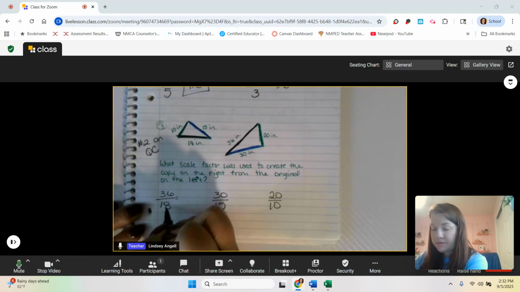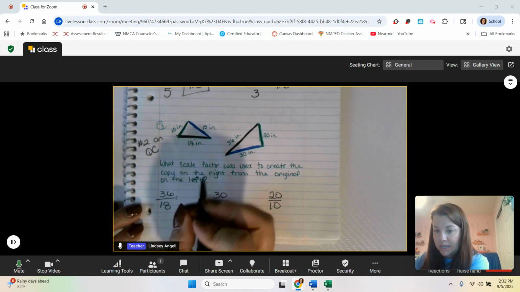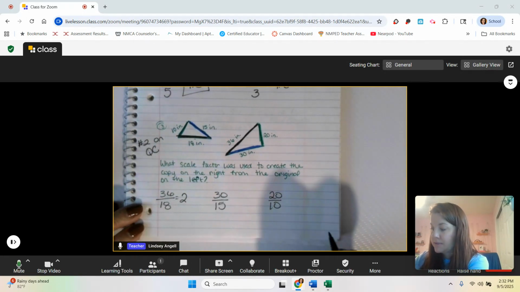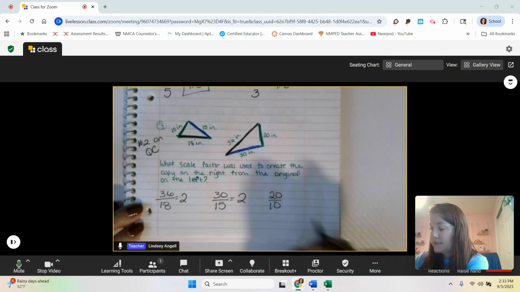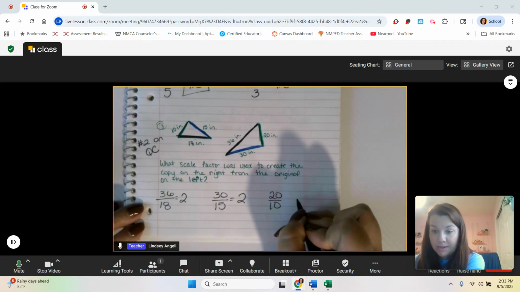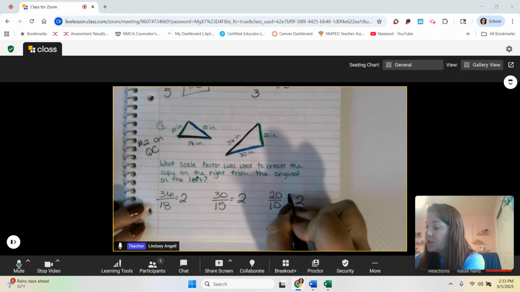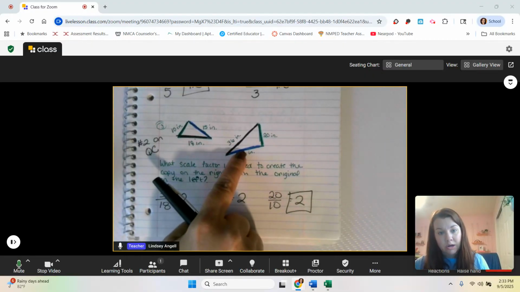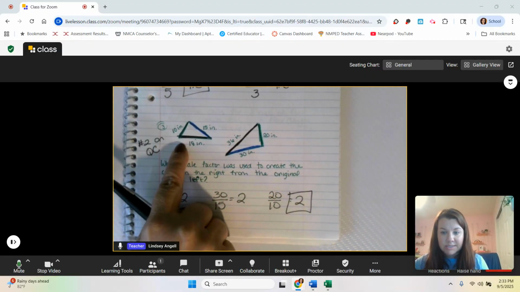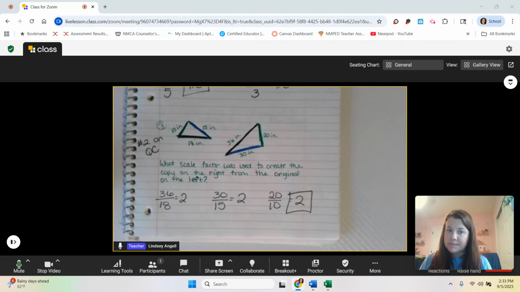Well, 36 divided by 18, well, 18 goes into 36 2 times. 30 divided by 15 is 2. 20 divided by 10 is 2. So my scale factor is 2, right? This one is twice as large as this one. That's what that's telling me. Okay? So hopefully that helps.